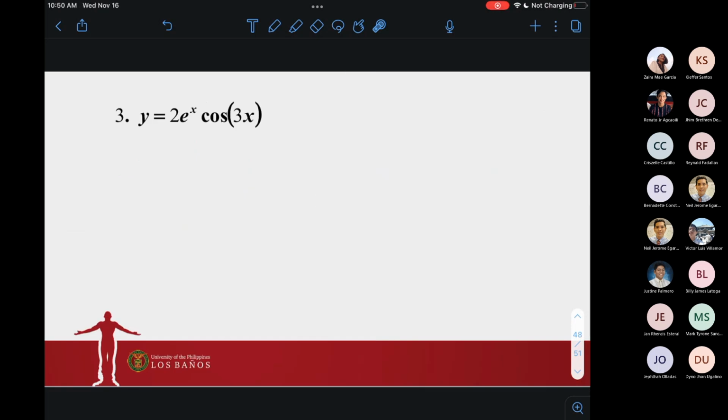Okay. Ito ay medyo kakaiba, alright? Kasi meron tayong 2e to the x cosine 3x. So you can forget about the constant, set it aside. So because ito yung mga C1, C2 na nag-appear. So kailan tayo nagkakaroon ng solution na e to the x times cosine 3x yung itsura?